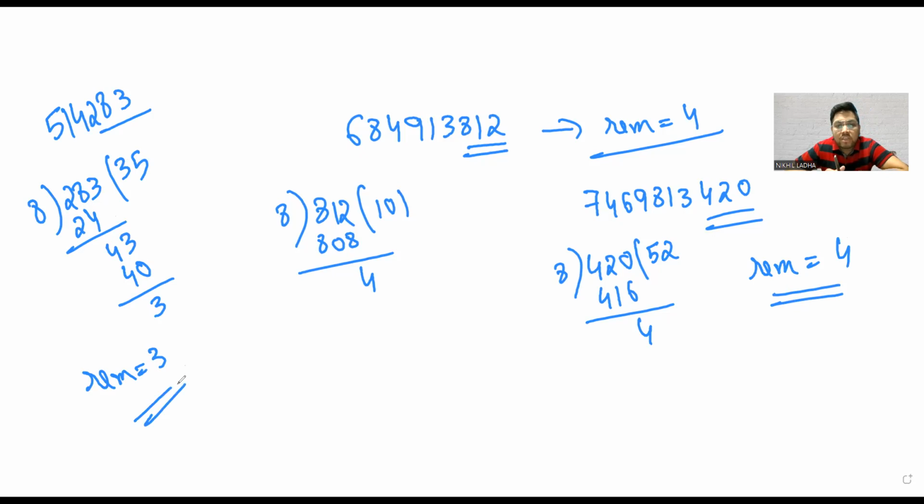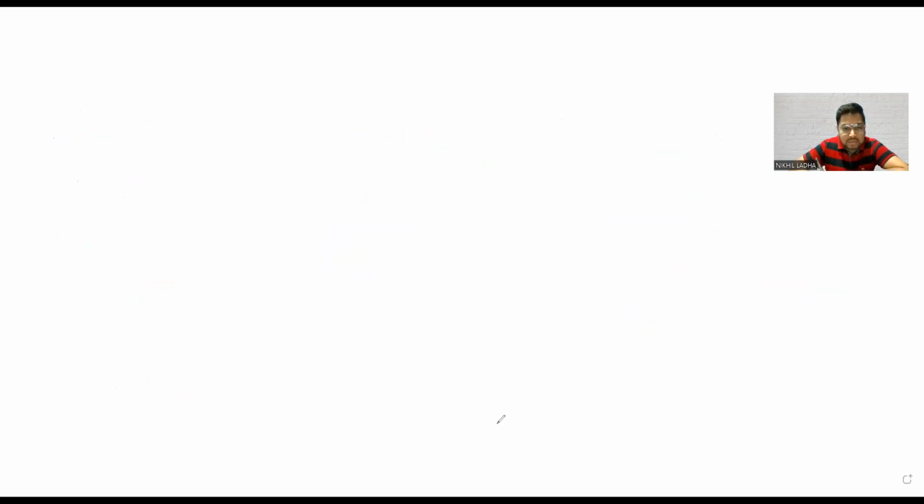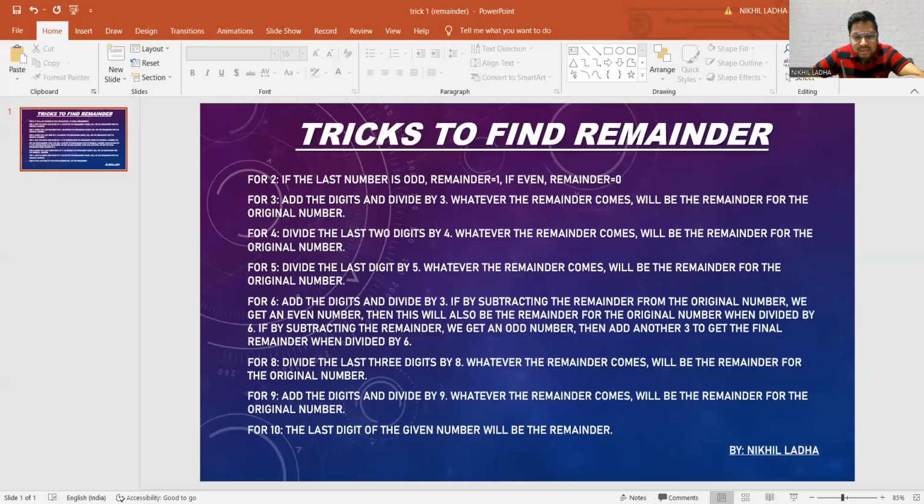The tricks are beneficial because you don't have to divide the entire number by the given number that we have. Only the last 2 digits or the sum of the digits or the last 3 digits will be helpful for us to find the answer. Moving on to the second last one, that is 9. Add the digits and divide by 9. Whatever the remainder comes will be the remainder for the original number.